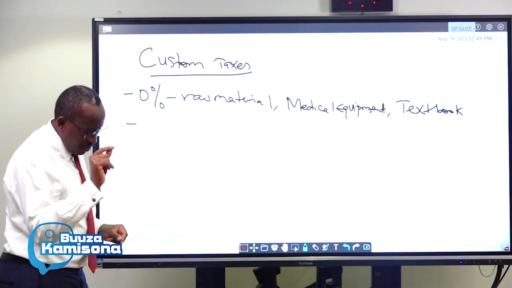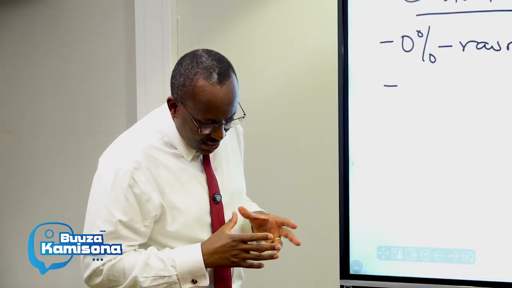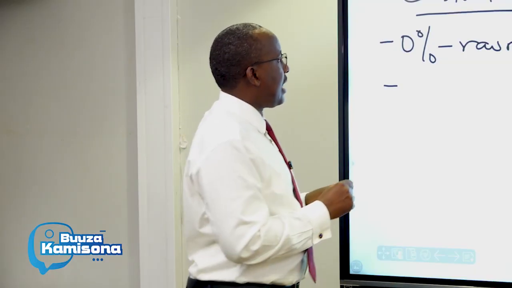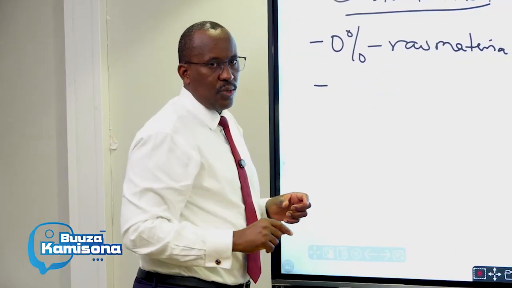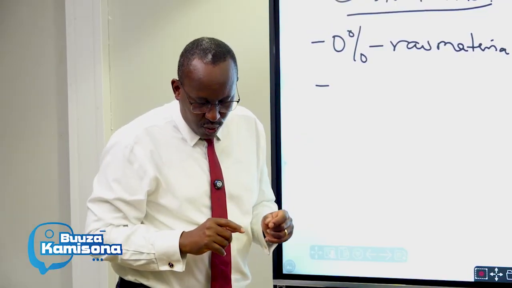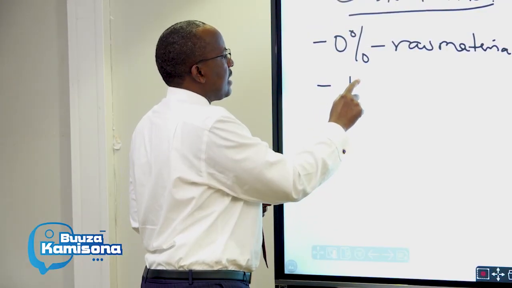The rest pay some minimal tax. So there are those they call intermediary products. And these are the next level of raw materials. So they've been worked on, but they are not finished products. They are intermediate products. These ones pay 10%.